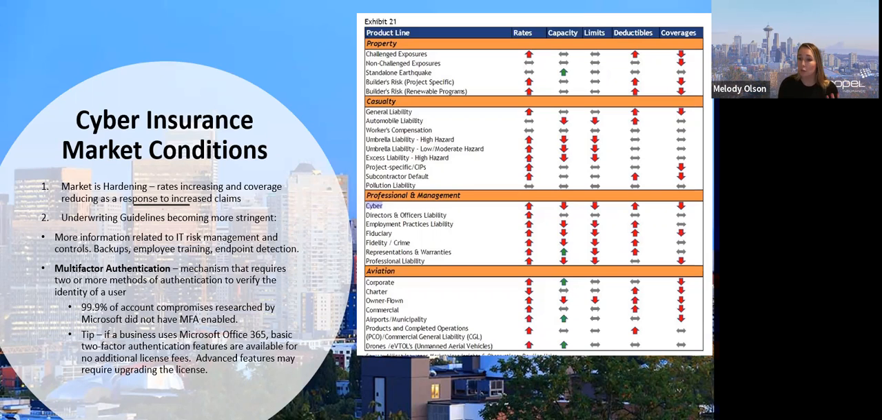Unexpectedly, under false pretense. So we saw the market reacted quickly because carriers were saying, gosh, we're paying $10 out in claims for every dollar we're taking in, and this just is not sustainable. So in this graph, you can see cyber is the worst for any buyer because the rates are on the rise, the capacity is diminishing, so the limits being offered are diminishing, the deductibles are increasing, and the coverage is severely restricted in a lot of realms.